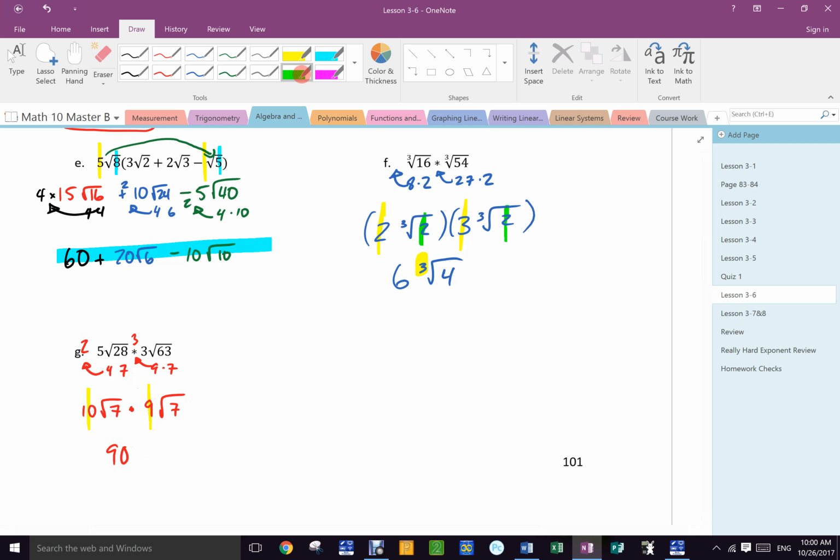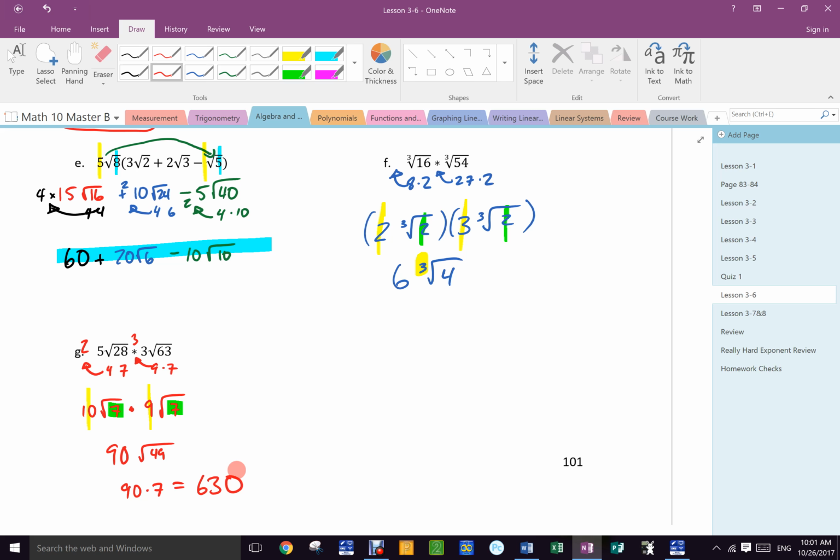And now, does what I just showed you work? Yes. What's root 7 times root 7? It's the root of 49, which is 7. So this is 90 times the square root of 49, which is 7. So this is 90 times 7, which is 630. Does everybody see how to do it? It's pretty easy, right?